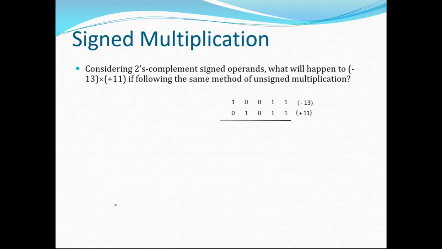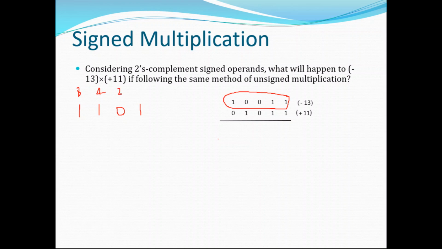Let us take these two numbers, minus 13 and plus 11, and see how they get multiplied. Whenever you want to represent a negative number, it should be represented in 2's complement form. This is the 2's complement representation of 13. How will you represent binary 13? Binary 13 is represented as 1101. This is the 8421 code for binary 13.